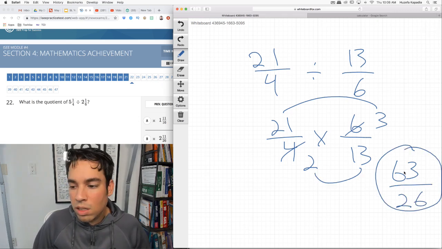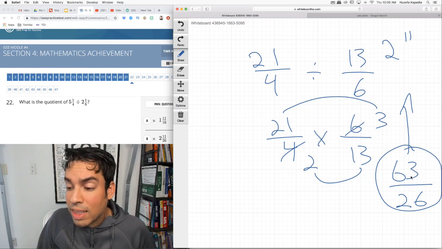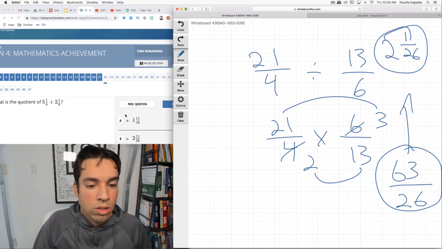And then we can simplify. 26 goes into 63 twice. We're turning it into a mixed number. So 26 times 2 is 52. There's 11 left in 63. So 11 out of that remaining 26. So 2 and 11 over 26.